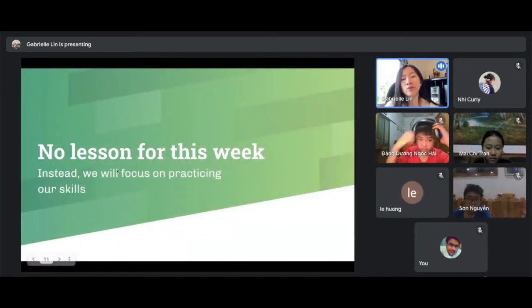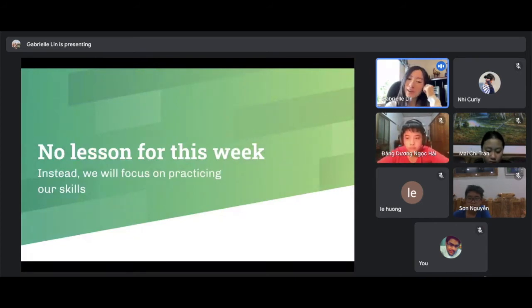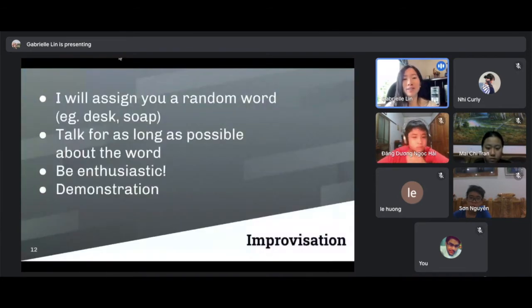I'm moving into the exercises. There's no lesson for this week since I've been giving you a lot of information in previous weeks. So this week instead, we're going to focus on practicing our skills in a few exercises. The first thing we're going to work on is improvisation. The way this exercise is going to work is I'm going to assign you a random word. The word can be something like pencil, desk, or soap.